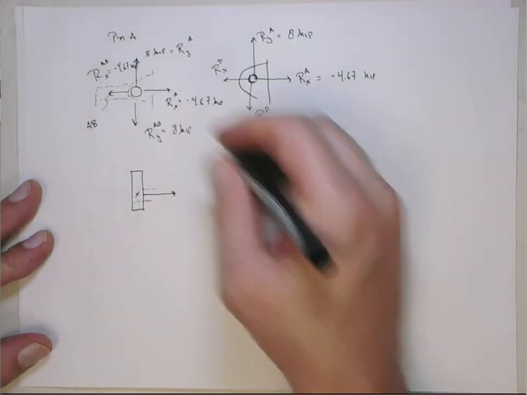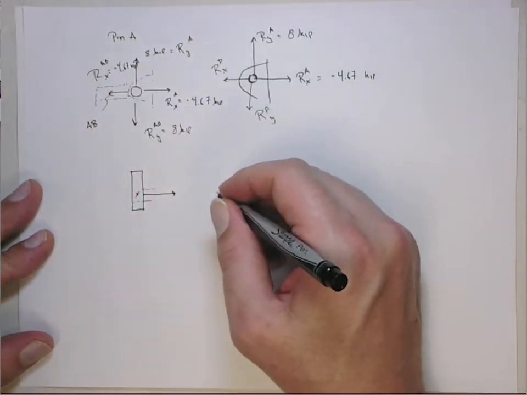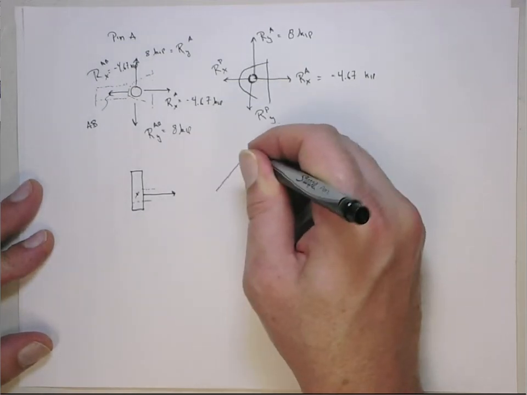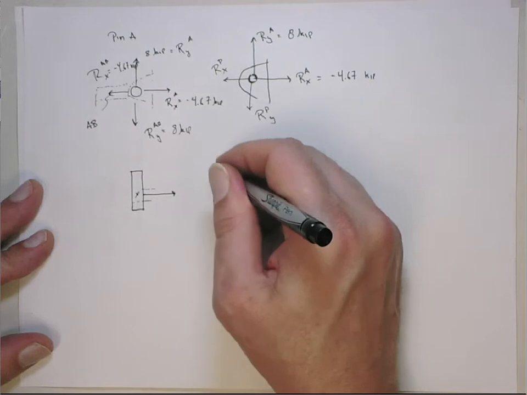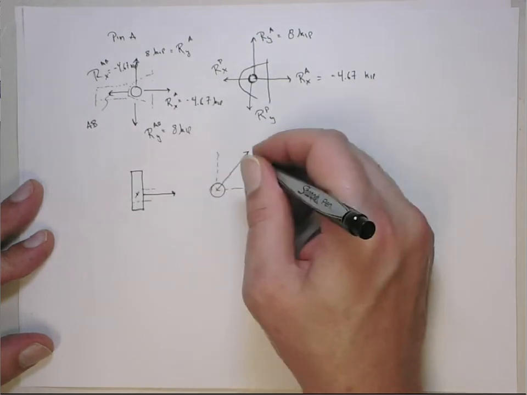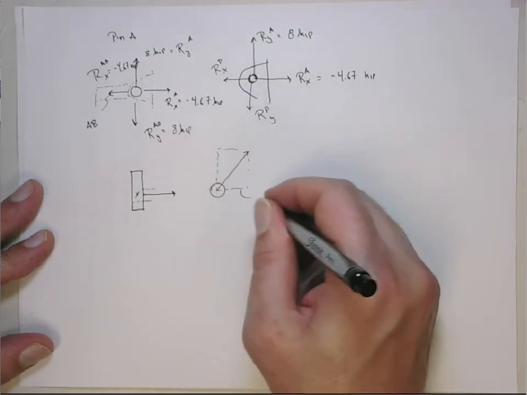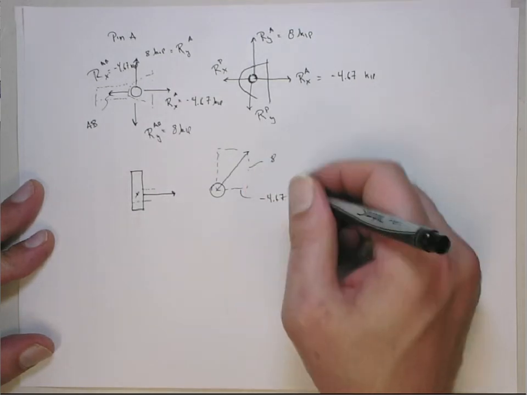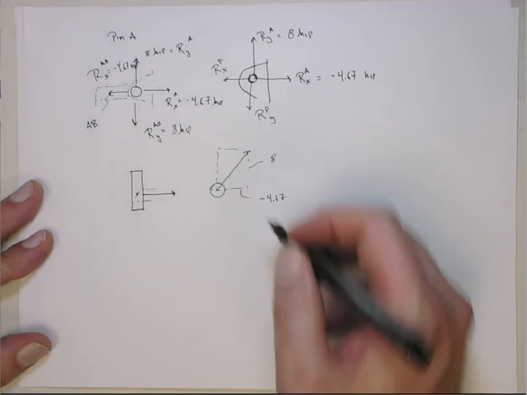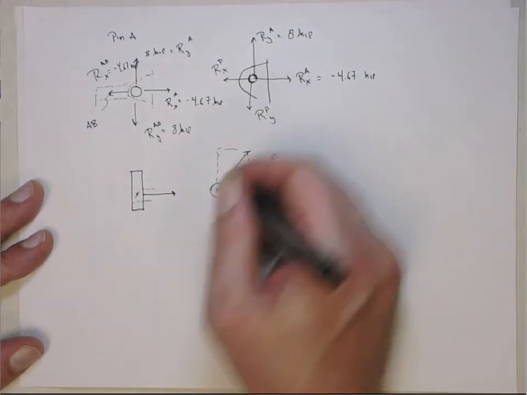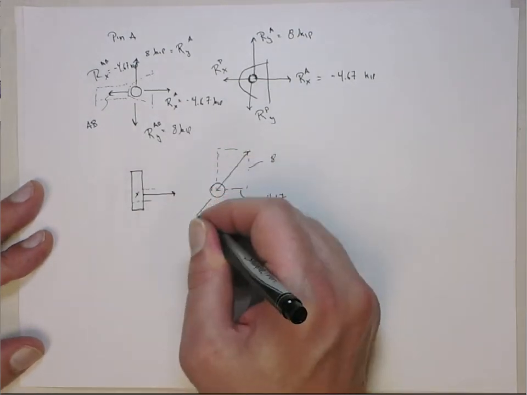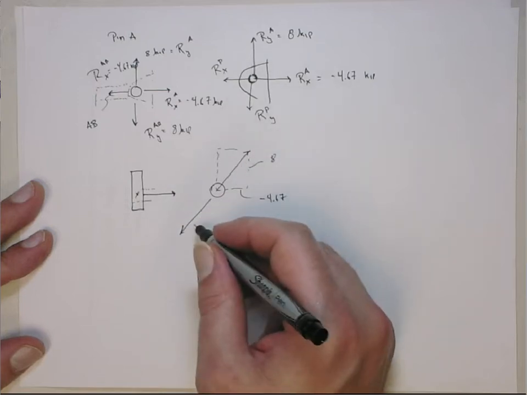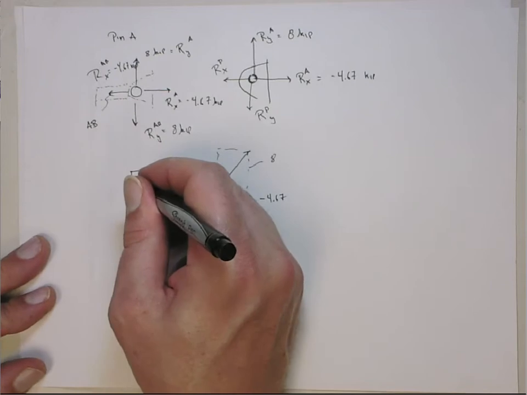Another way you can look at it is if I look at this reaction force, it has a magnitude and a line of action. If this leg is the minus 4.67 and this leg is the 8 kips, this is the net reaction force at pin A. That's coming from this bracket. There's an equal and opposite force from element AB that acts on it.